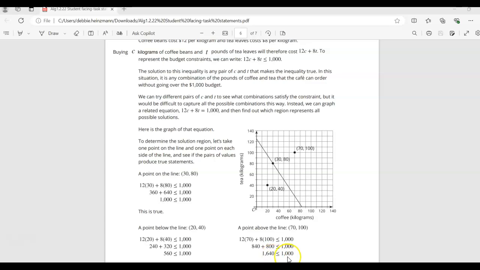$1,640 is definitely greater than $1,000. And then this point here that they go into detail and simplify for you demonstrates to the student that indeed this is where this part of the plane is what will be shaded.